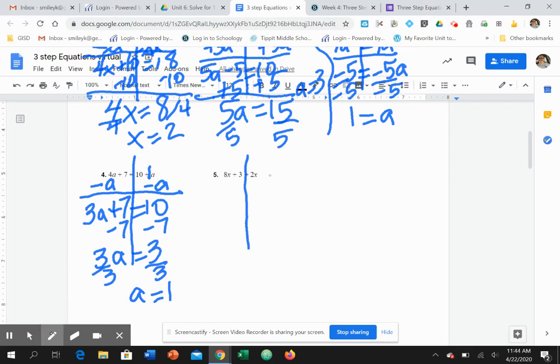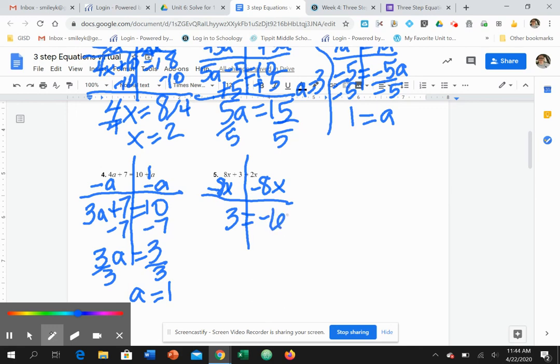Again, we don't have any extra stuff over on the right-hand side, so we're going to actually subtract the larger variable, which is different from what it says at the top of your page, but sometimes when they look like this, it makes it a little easier. So 3 equals negative 6x.